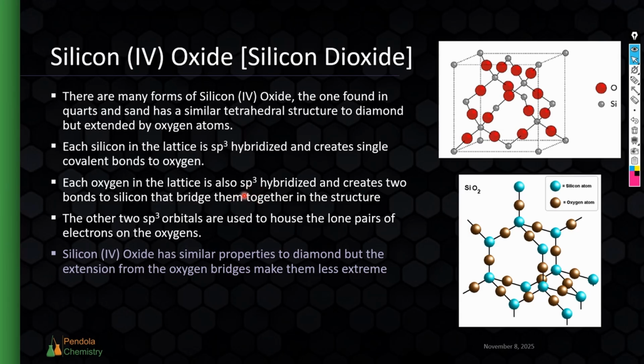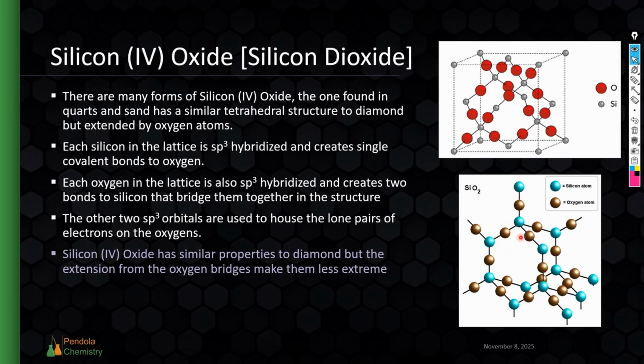Because each oxygen is also sp3 hybridized and creates a bond to silicons creating those bridges, the structure itself is a little weaker because of the extra space created by the oxygens. Silicon 4 oxide has similar properties to diamond, but they're less extreme. So it still has a high melting point and boiling point, but not as high as diamond. It is still hard. Quartz is very hard, but not as hard as diamond. They cannot conduct electricity, just like diamond.